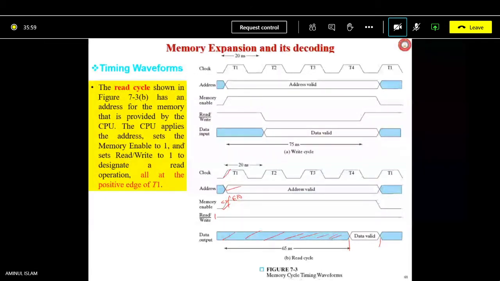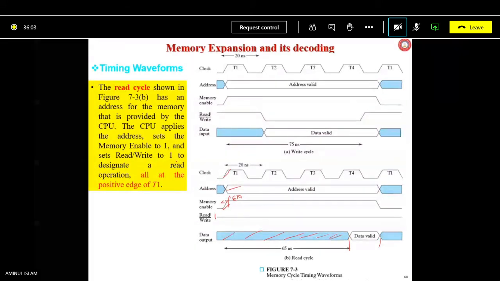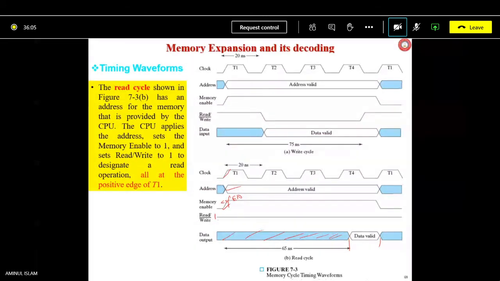So the CPU applies the address, sets the memory enable to 1, and sets read/write to 1 to designate a read operation, all at the positive edge of T1. Everything is happening at the positive edge of T1. Address is sent, enable is made high, read/write is made high. Data is going to be read from the memory. So initially the data is invalid.